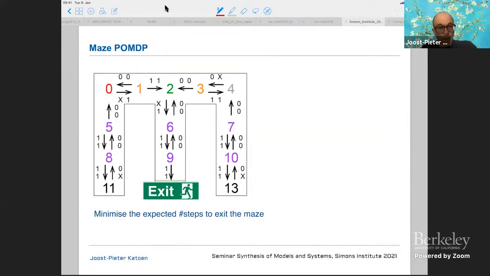So here is an example of such a maze. You see, for instance, that equally colored positions are basically the same. That means you cannot distinguish between being in position 5 and being in position 10. You're interested in minimizing the expected number of steps to exit the maze. In this example, we have 1 bit of memory. So what you see here says, no matter what the memory is, that says this X, don't care. Then we set the memory bit to 0 and we move from 11 to 8.